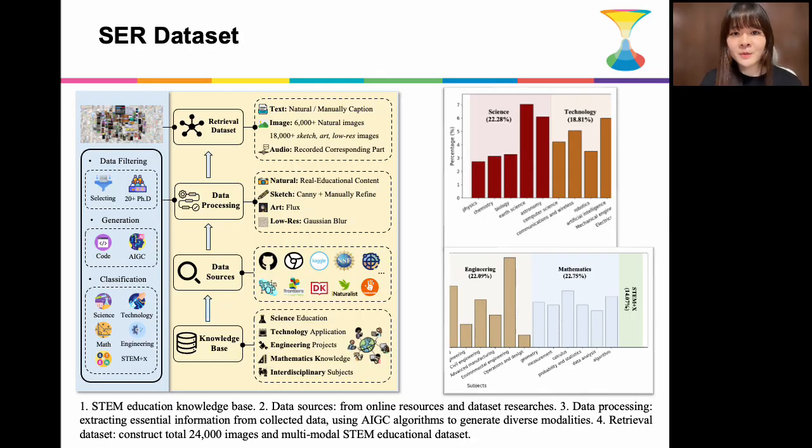And for the experiment part, we evaluate Uni-RAG on the SER dataset, which is our primary benchmark for STEM education retrieval. The SER dataset was introduced in our previous ACL 2025 work, Uni-Retrieval, as a STEM-oriented multi-style retrieval benchmark. And in this paper, Uni-RAG, we use SER as a primary benchmark and extend the retrieval setting toward retrieval-augmented educational explanation and generation.